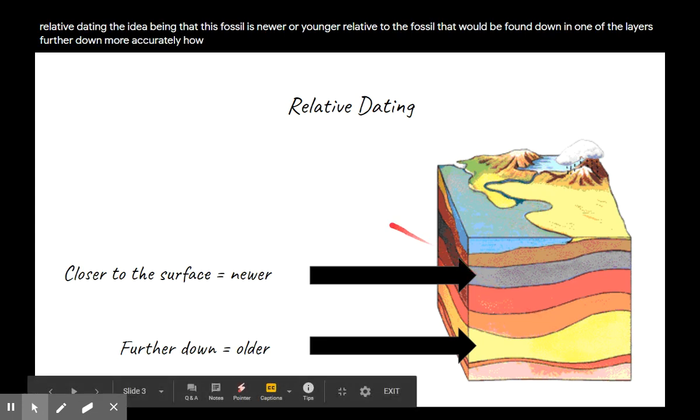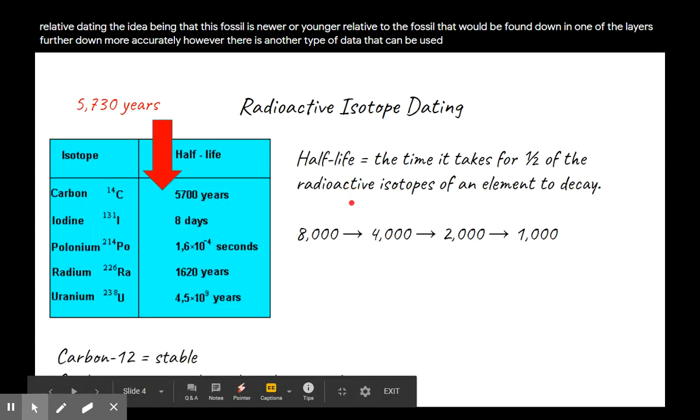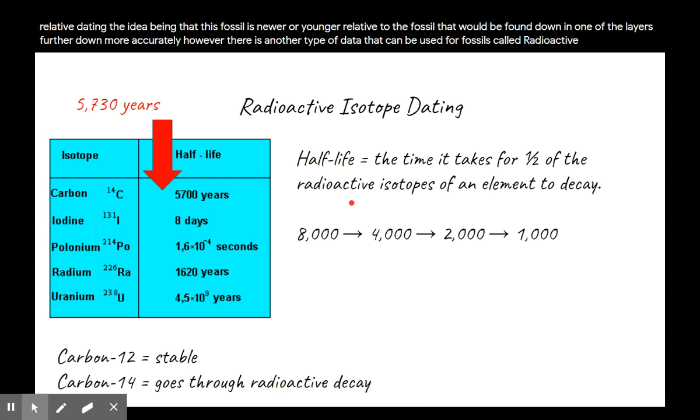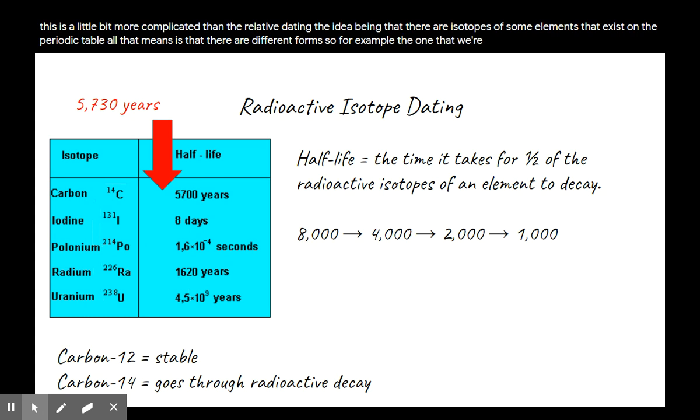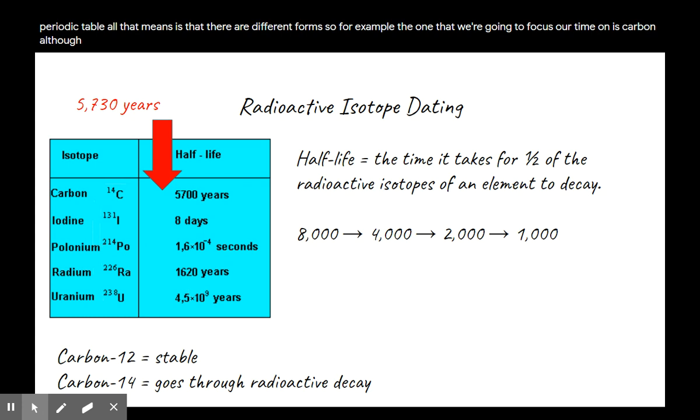More accurately, however, there is another type of dating that can be used for fossils called radioactive isotope dating. This is a little bit more complicated than the relative dating. The idea being that there are isotopes of some elements that exist on the periodic table. All that means is that there are different forms. So, for example, the one that we're going to focus our time on is carbon. Although carbon is carbon, there are several different types. And listed here on the bottom left-hand corner would be carbon-12 and carbon-14.